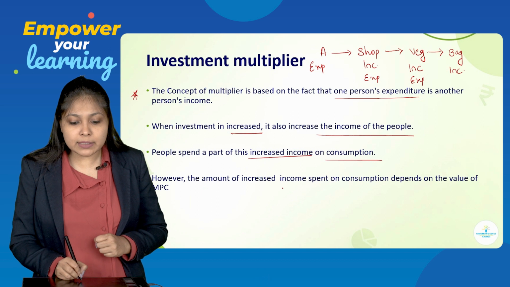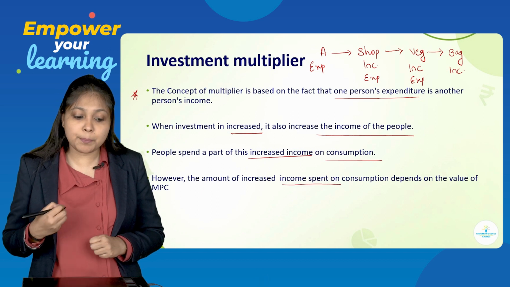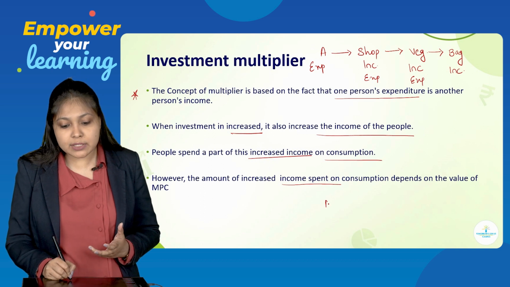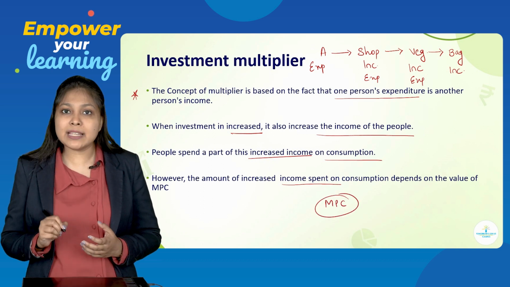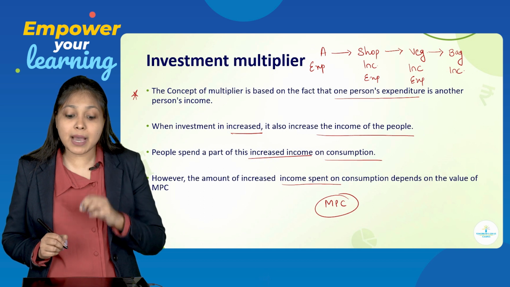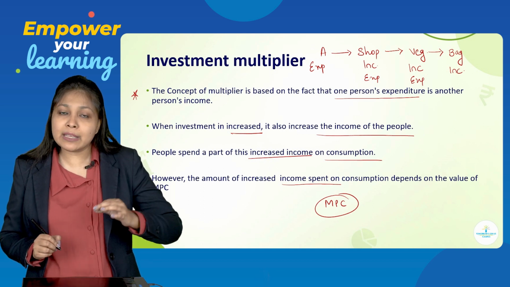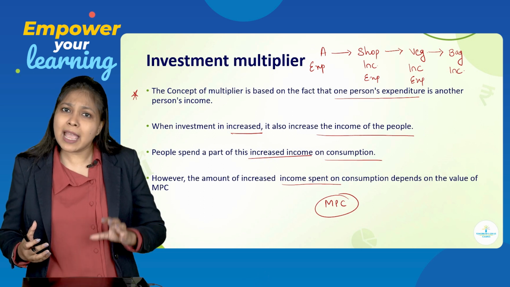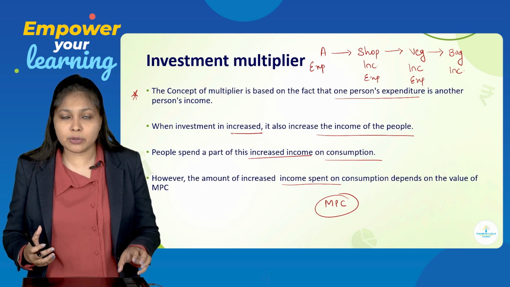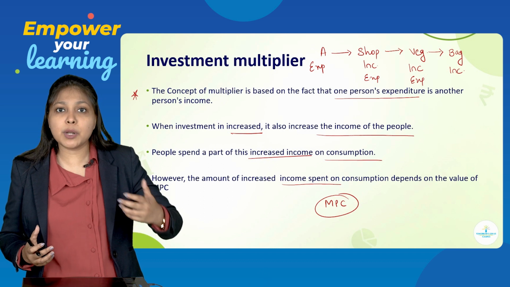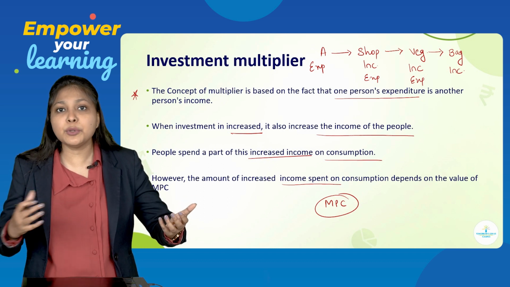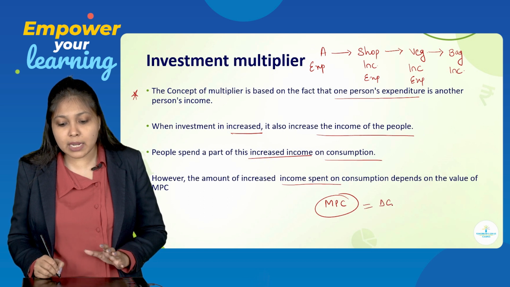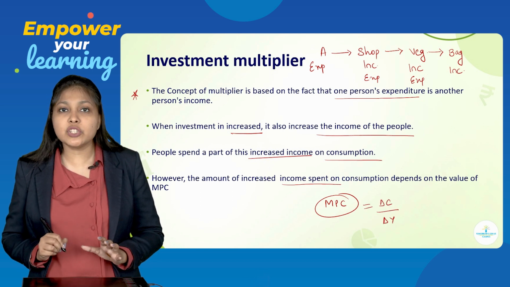So, the amount of increased income spent on consumption depends on the value of MPC. So this is what we have studied under MPC, marginal propensity to consume. Marginal means additional. Whenever there is an increase in income, the consumption will also increase. That is what the concept of MPC talks about: by what proportion the increased income is going to get utilized for consumption. And that is why we also studied the formula as change in C upon change in Y.